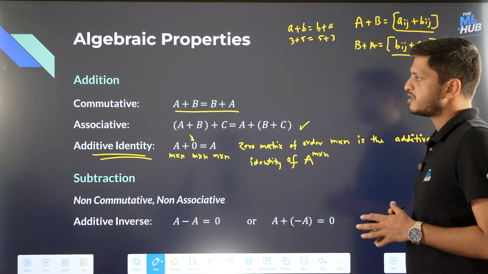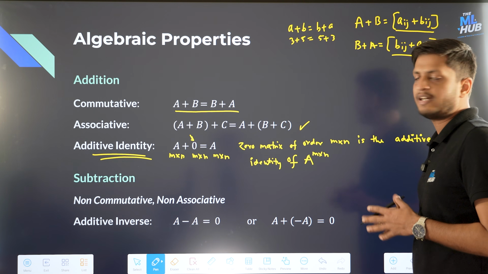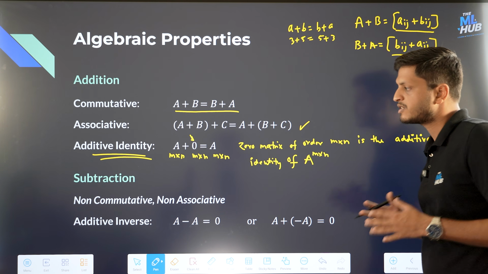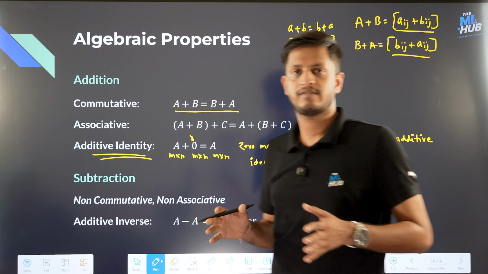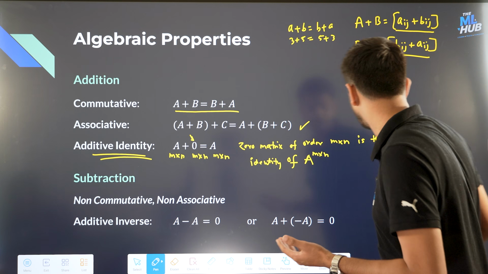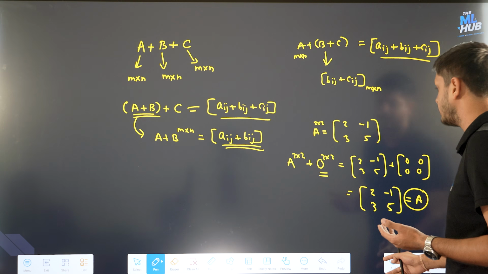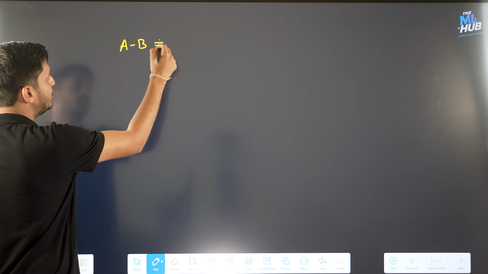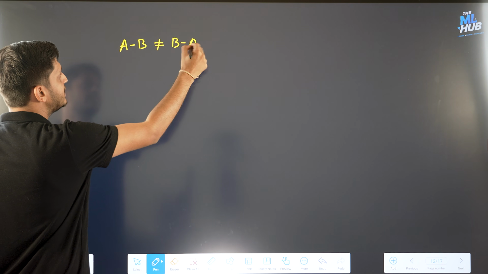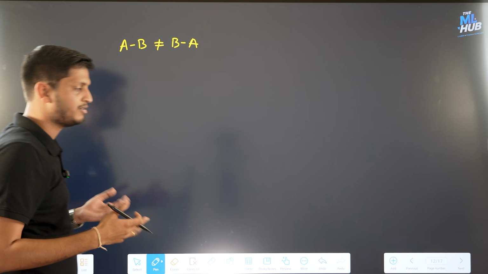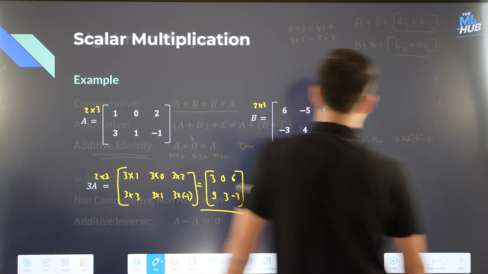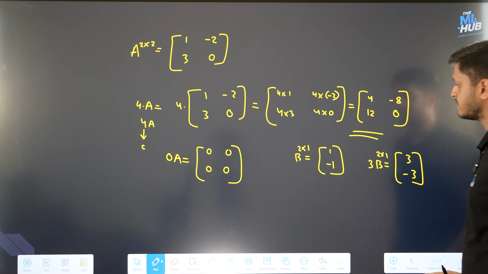So these are some of the properties of addition. Now let's look at some properties of subtraction. So subtraction is not commutative. Again, for normal numbers also, we have already seen this, right? When you are subtracting matrices, A minus B will not be equal to B minus A. We have already seen examples as well. We saw the example in previous slides when we saw subtraction.